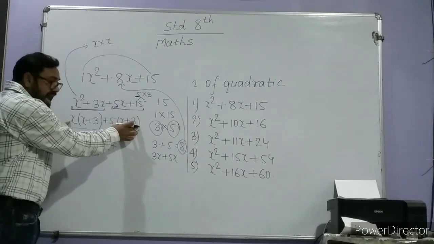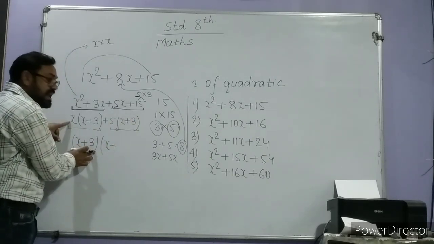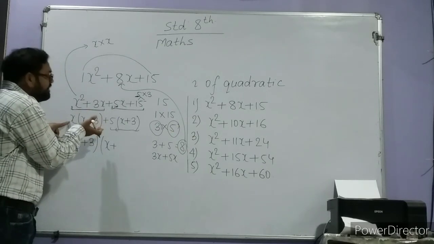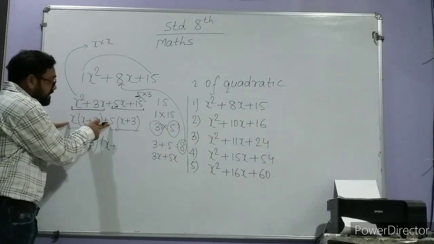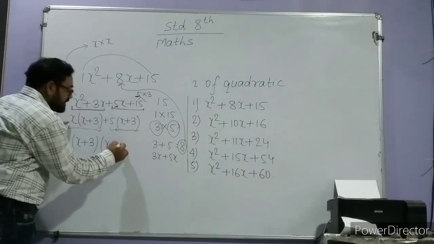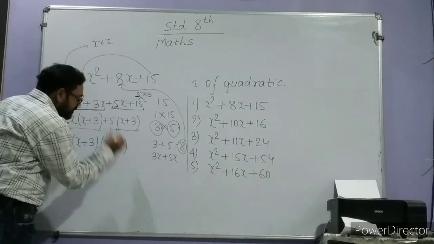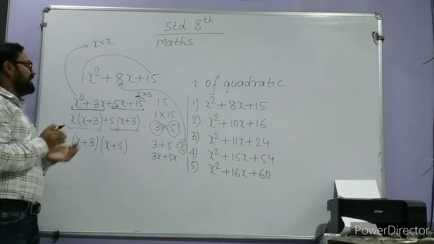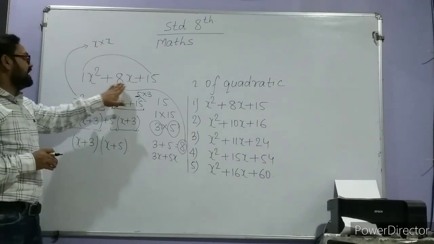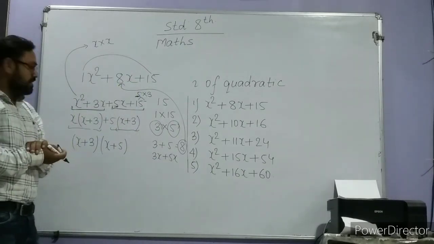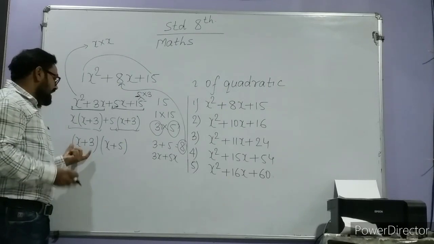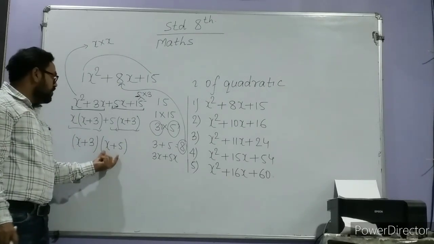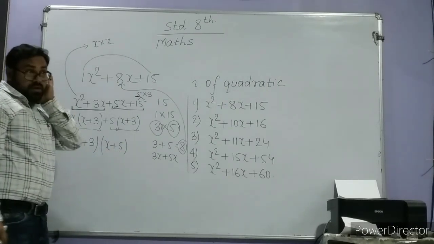And this x plus 3 we have taken as common. So what do we have left over here? You can see here 5 we have left. So we will write 5 over here. It means the factorization of x square plus 8x plus 15, our answer is x plus 3 into x plus 5.